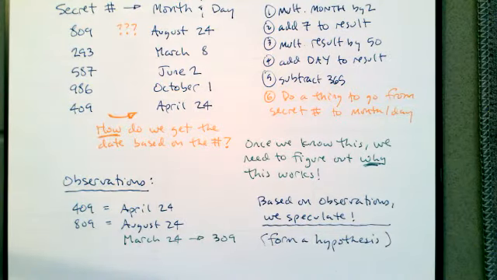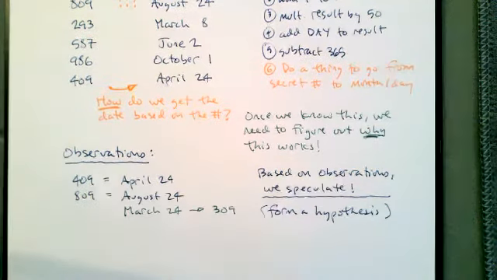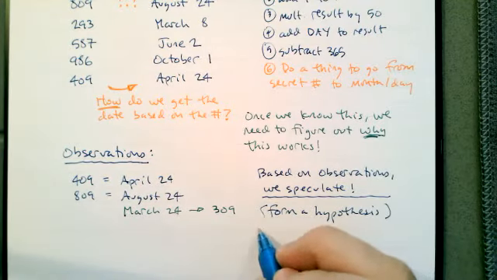So if 409 is April 24, 809 is August 24, and March 24 is 309, what does it look like we're forming for a hypothesis? Don't worry about, but what about this, but what about that. What is this suggesting to us? Looks like the 100s corresponds to the month. So that's a great observation to make. Month is 100s.